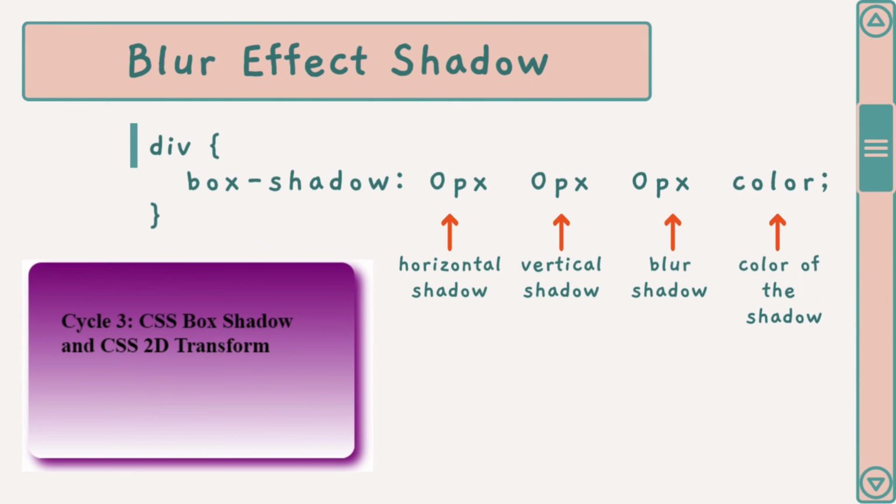The second styling of the CSS box shadow is the blur effect shadow. The first value is the horizontal shadow, followed by the vertical shadow, and the third value is the blur shadow. So you can adjust the blur of your shadow. Next is the color of your shadow.